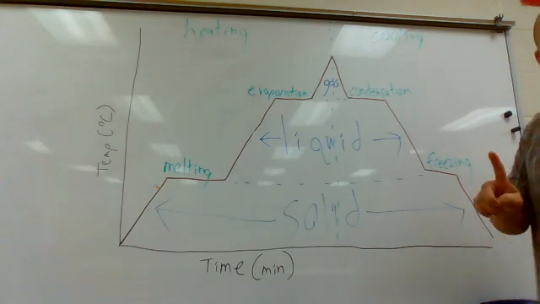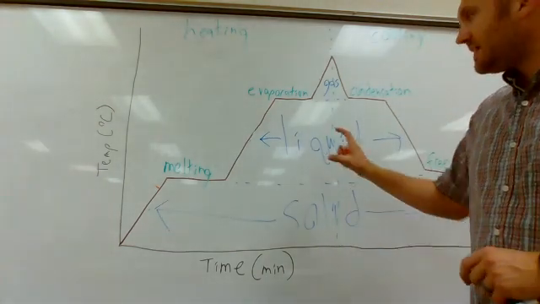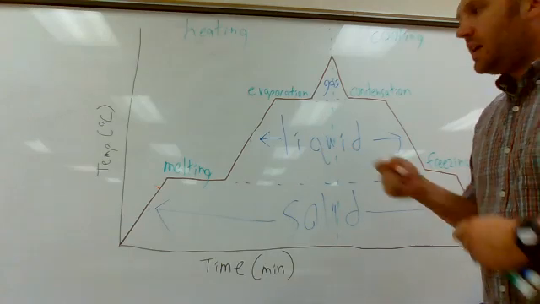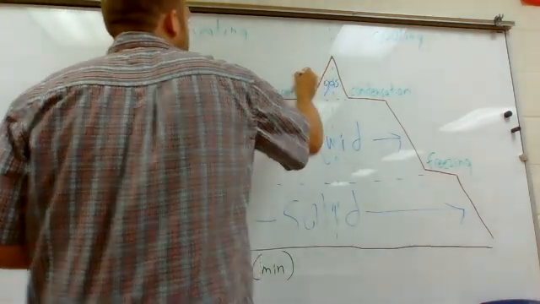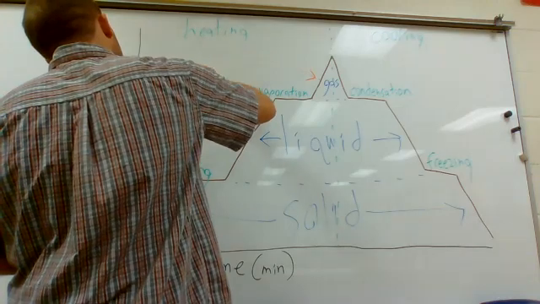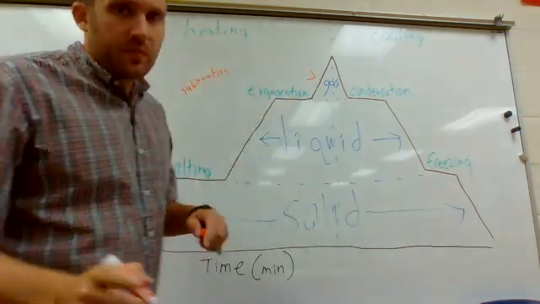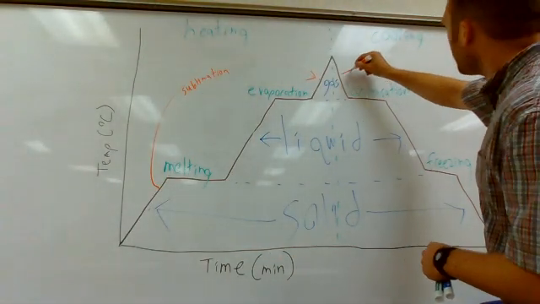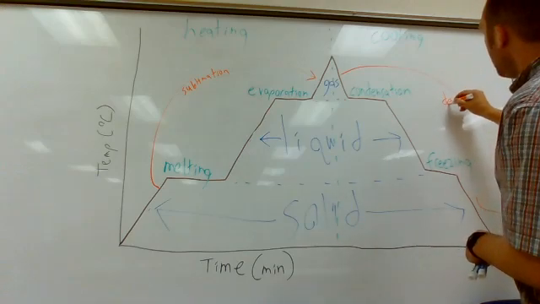And then one more thing to add, there is a special circumstance. It doesn't happen with very many substances, but sometimes you can skip the liquid phase because a substance doesn't like being a liquid. And you can go straight from solid to gas. That's called sublimation. Or you can go straight from gas to solid. And that's called deposition.